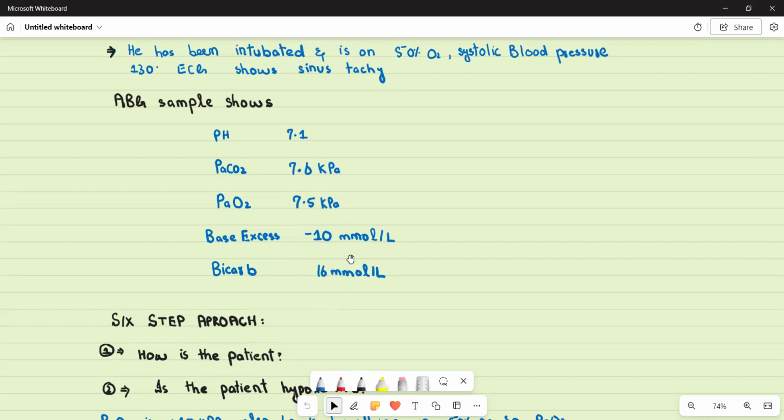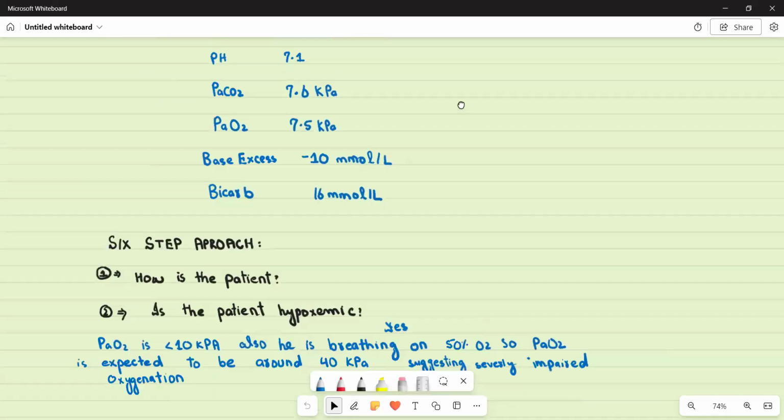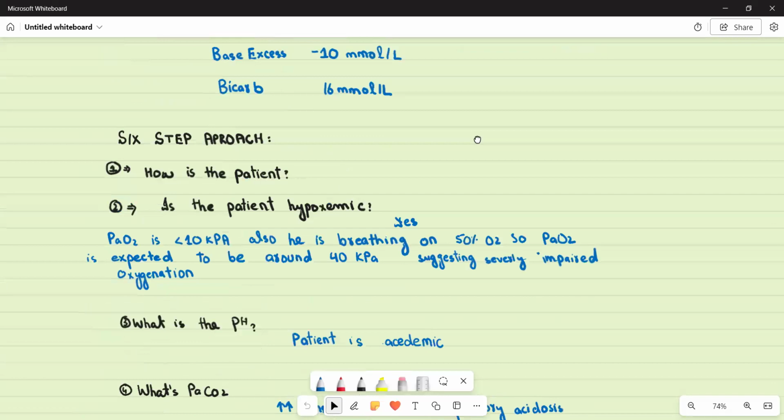So in conclusion, the patient has hypoxemia. The patient has acidosis. Is it respiratory acidosis? Because PaCO2 is elevated. Is it metabolic acidosis? Because bicarbonate is low. So it's probably both. It's a mixed respiratory and metabolic acidosis. Okay, so let's take a look at the slides.